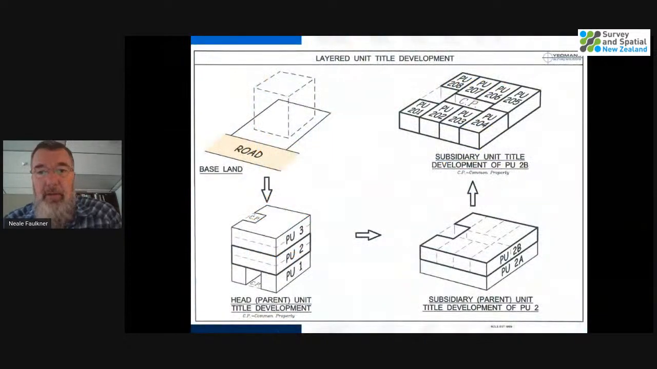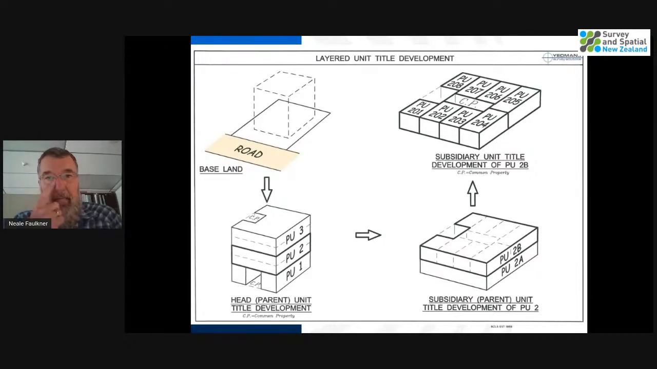So here's a diagrammatic example of a layered unit development. We're starting on the top left corner and we're going in an anti-clockwise direction following the arrows. We start with our base land, which is our fee simple title with a building on it, i.e. the dotted outline. In this hypothetical example, we might have one level of retail at ground level fronting the road, 2 levels of commercial immediately above it, and then 2 levels of residential above that. And we want to separate out the retail from the commercial from the residential.